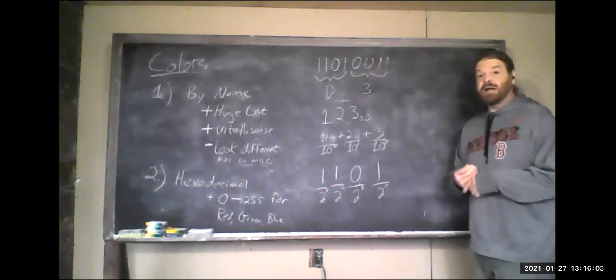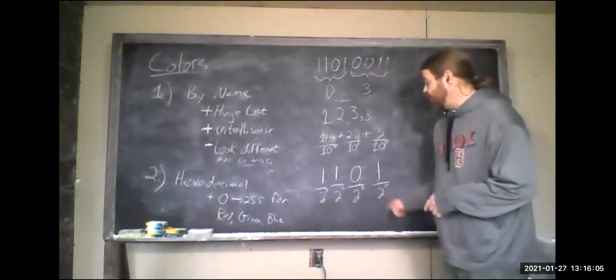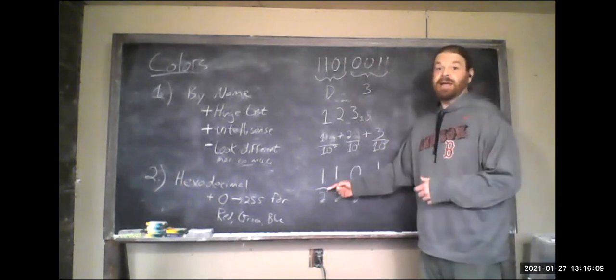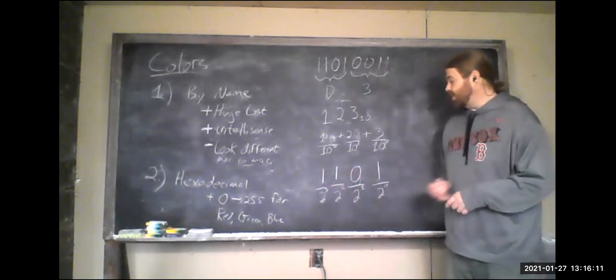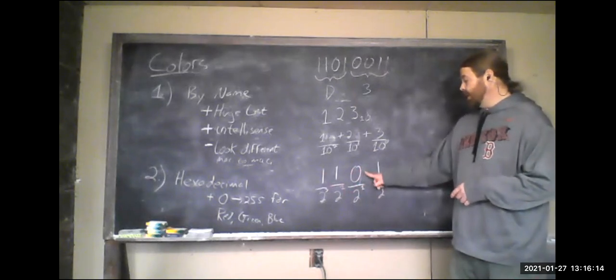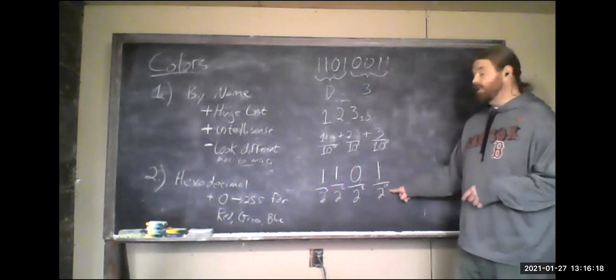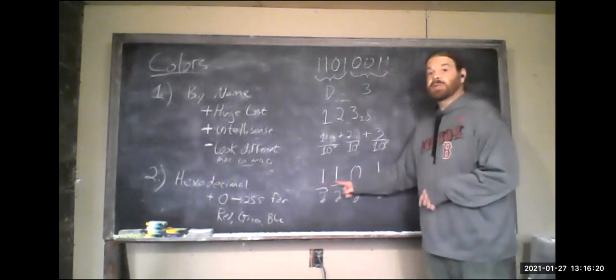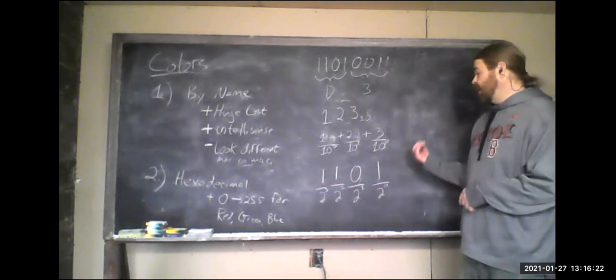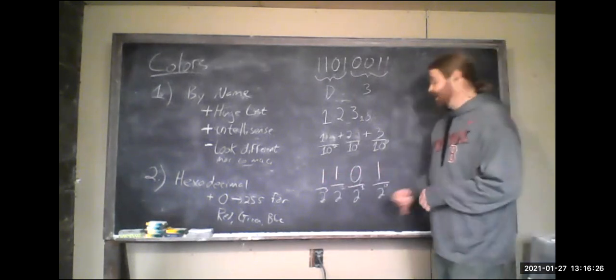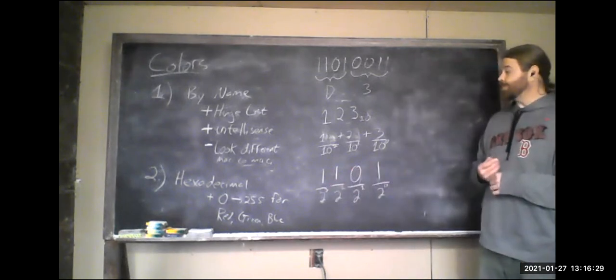So to find out what that number means, we can add up all these values. So we have 1 2 cubed, which is an 8, 1 2 squared, which is a 4. We don't have any 2s, and 1 2 to the 0, which is a 1. So 8 plus 4 plus 1 gives us 13. So that's how we represent numbers.